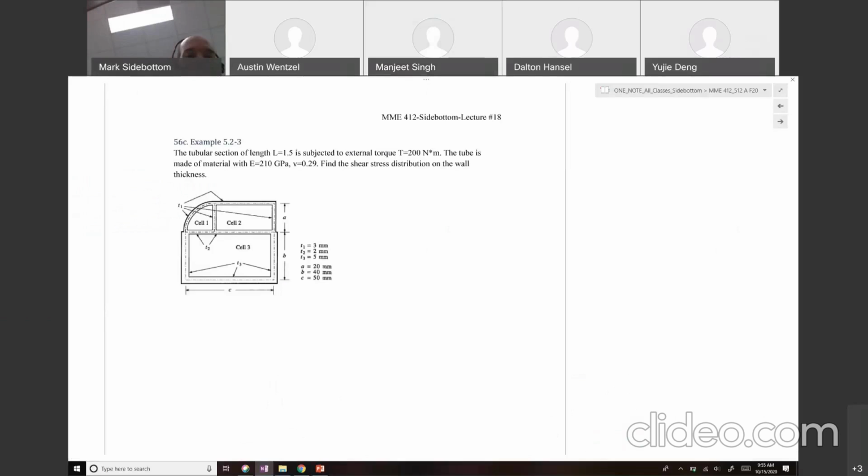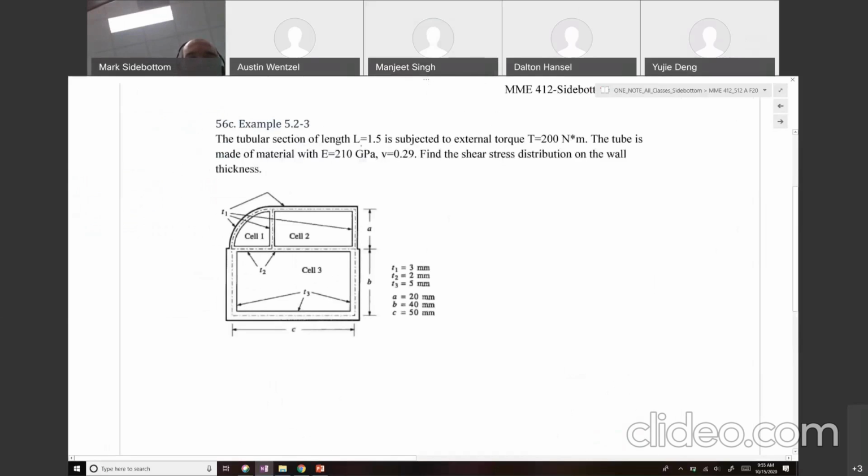So in this last problem here, we have a tube section. We're given its length, and we're given that it's subjected to an external torque of 200 newton meters. We're given the material properties, and we're asked to find the shear stress distribution on each wall thickness. Okay.